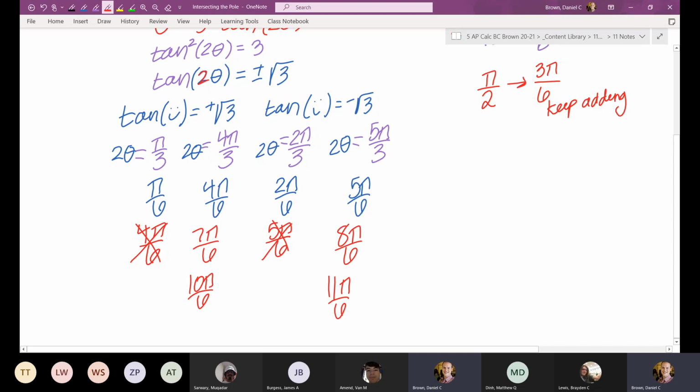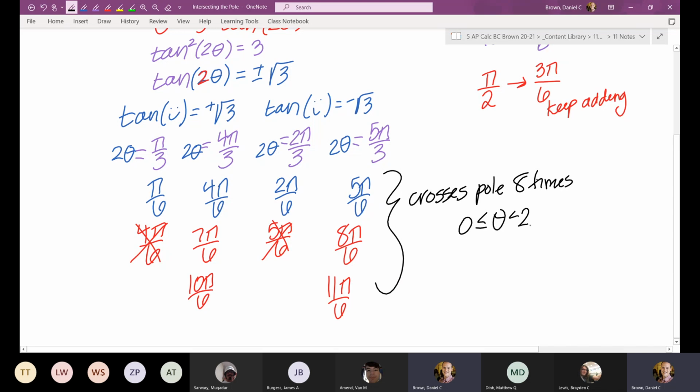So if I'm talking about this polar graph, really what's a big idea is how many times this graph is going through the pole between 0 and 2 pi. And we just count the solutions. It crosses the pole 8 times on that interval from 0 to 2 pi.